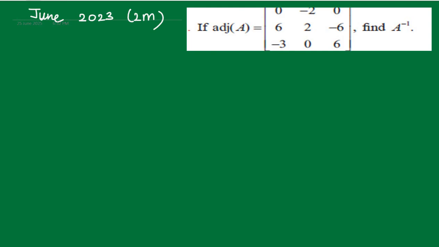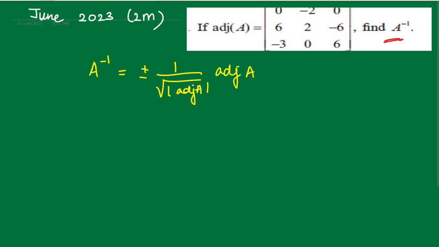Moving on to the next problem, prove that if A is equal to the given matrix, we are asked to find the A inverse. You know the formula for A inverse? A inverse we know is equal to plus or minus 1 by root of determinant of A into A. So using this we are going to find what is A inverse.